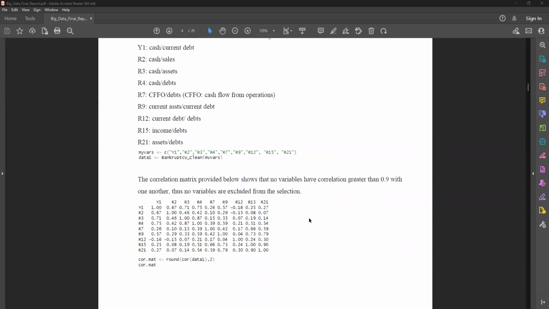We also explored the correlation among the different variables, and based on the correlation metrics we got, there are no variables that are correlated with a correlation greater than 0.9. So no variables are further excluded from the selection above.